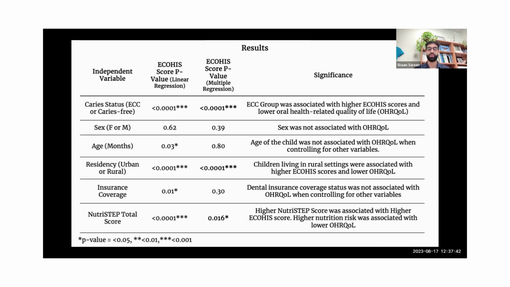When we evaluated age and insurance coverage, we found that they were significant using the linear regression. However, when we were able to control for other variables using the multiple regression, both age and insurance coverage were not associated with oral health related quality of life. Taking a look at the child's residency, we found that children living in rural settings were associated with higher ECOA scores and lower oral health related quality of life. And we also found that those with higher nutrition risk were also associated with lower quality of life.